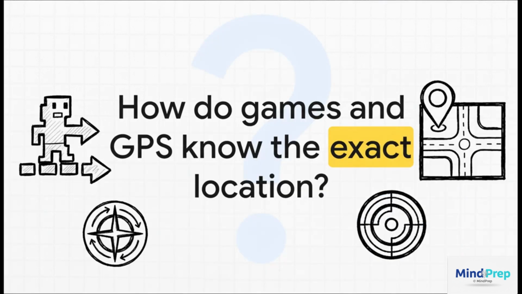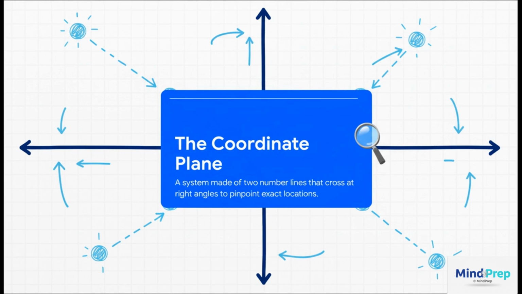I mean, have you ever really thought about it? How does your character in a video game know exactly where to move? Or how does your GPS pinpoint your location right down to the exact street corner? What's the secret sauce they all share? It's a common language, a language for location. And that secret is the coordinate plane.